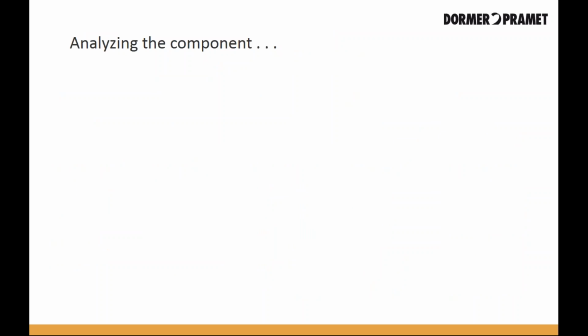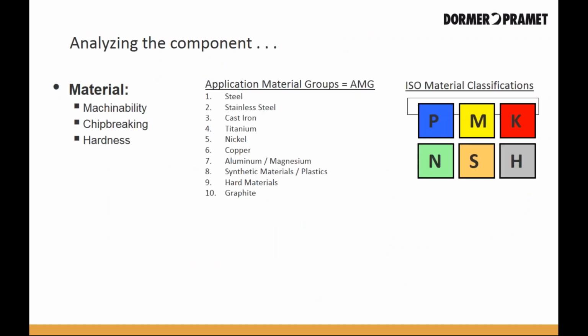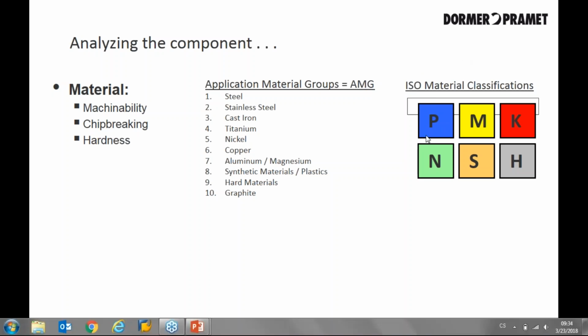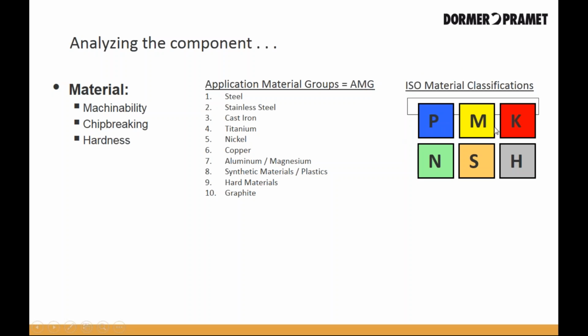The first part of this process is to analyze the component or workpiece. This includes a good understanding of what you are working with and what requirements you need to achieve in order to produce a good hole. First, you look at the various aspects of the material you are drilling. We classify materials in 2 different ways. AMG is application material groups, mostly used today for round tool selection, or ISO material classifications, currently used mostly for indexable tool selections. In analyzing the component, you must consider the machinability of the material, how the chips will form, and the hardness of the material.